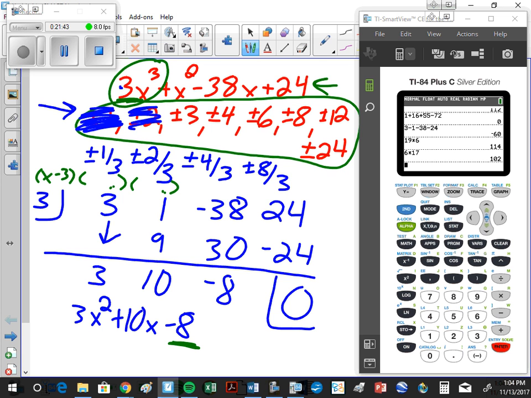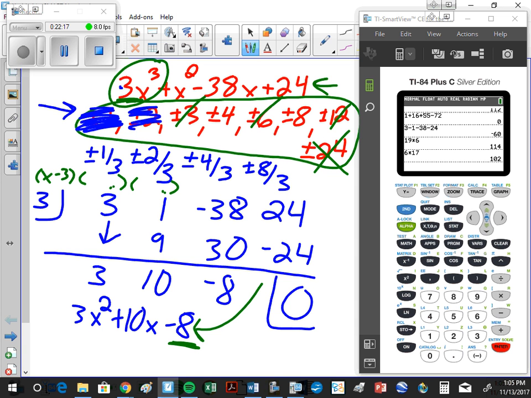So I now know 24 is out. Why? It doesn't go into 8. 12 is out. What else? 6 is out. 3 is out. And I already found out that 1 and 2 don't work. So the remaining ones, oh wait, and I got to get rid of, I don't get rid of any of these. All the fractions remain. Okay?